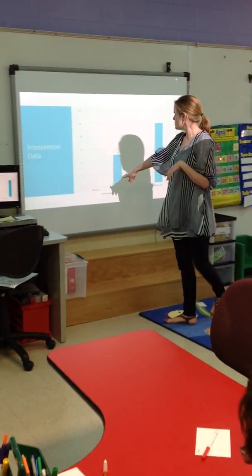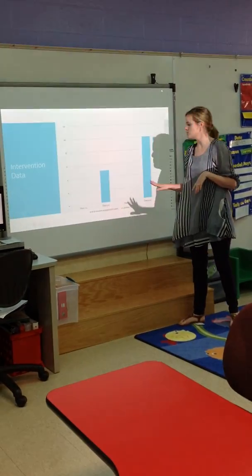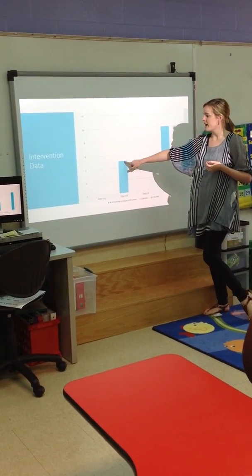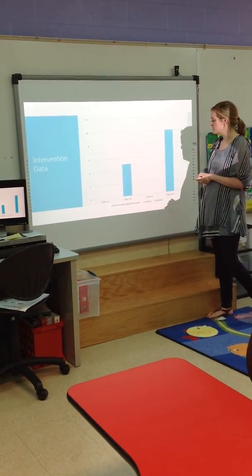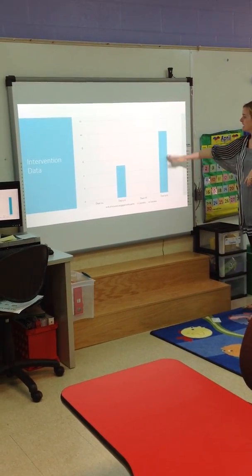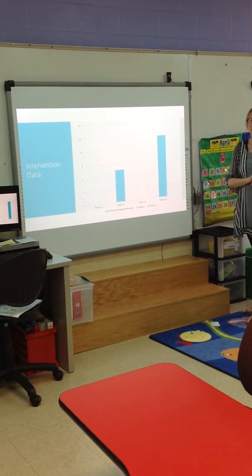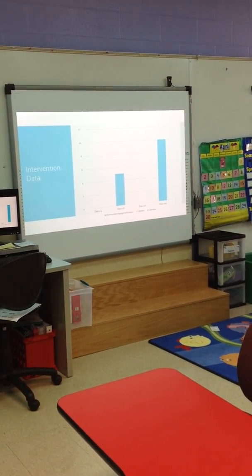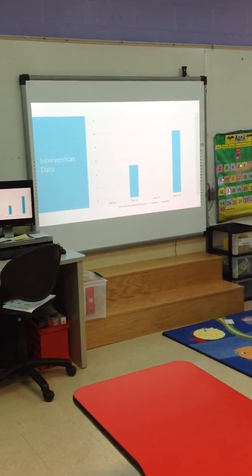So this is our graph to show days 1 through 4, there were 0 minutes of engagement with peers. Day 5 and 6, we had a total of 5 minutes of appropriate engagement. Day 7 and 8, that's when I had to modify the plan again. And days 9 and 10, we had 10 minutes of appropriate play with peers. So this is just 9 days of implementing the strategy, and there is growth.